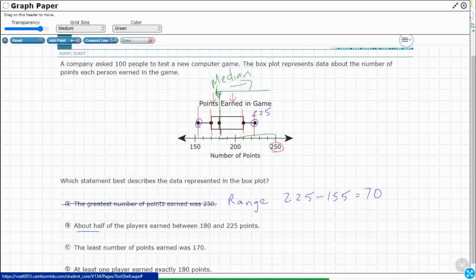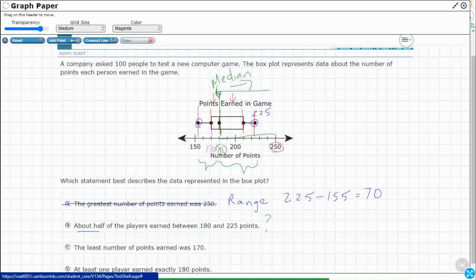Well, that is 180. And this whole group right here is the exact same as this right here. It's just more widely spread. So yeah, that actually looks pretty good, because it looks like it's that median to my 225, which is what I guess the upper range was. All right, so that's looking pretty good. Let's see what the least number of points earned was. 170. No, here's my 170 right here.